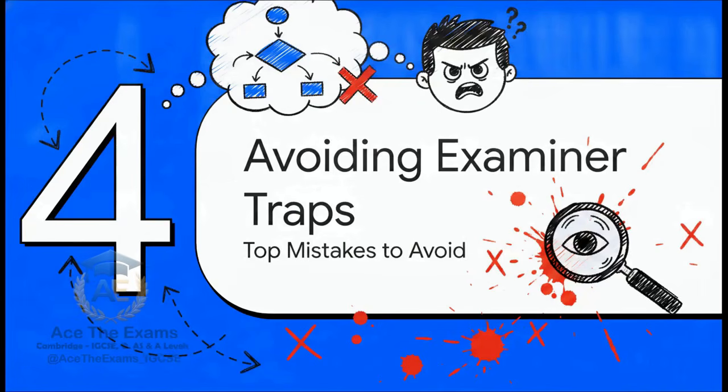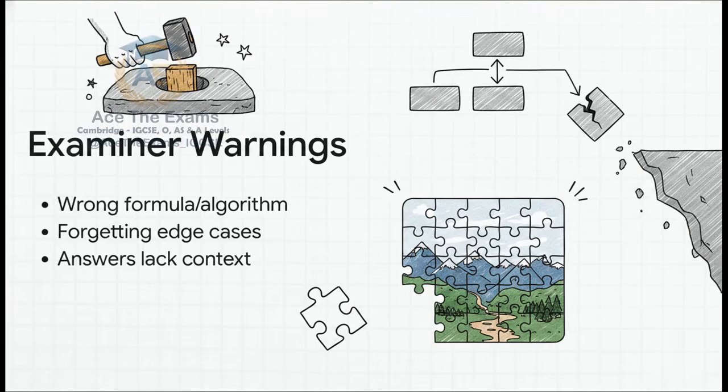Now for Section 4, Avoiding Examiner Traps. These are the top mistakes you need to dodge. Let's talk about where our other student, Sam, usually drops the ball. Sam often rushes and misses the specific requirements. Straight from the principal examiner reports, here are 3 classic traps. Number 1, using the wrong algorithm for the given context. This happens when you try to force a memorized play into a unique situation. Number 2, forgetting to check boundary conditions and edge cases. If your flowchart crashes at the extremes of the data, you lose marks. And number 3, providing answers that aren't specific to the actual question context.